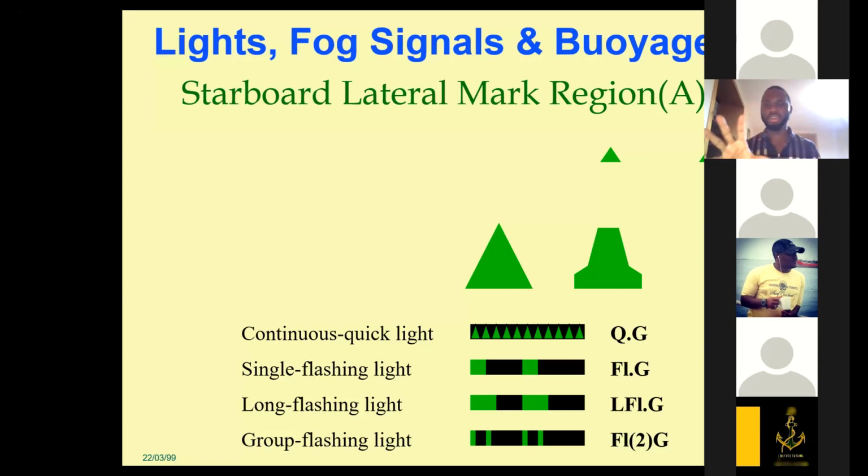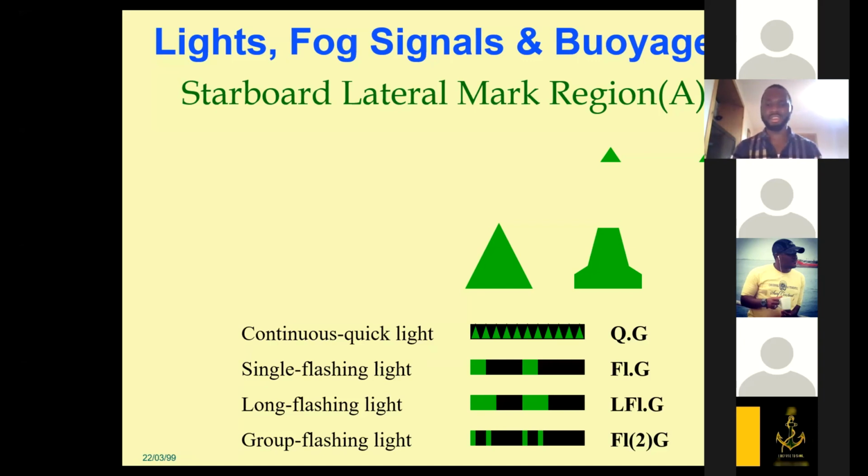So when they show you a starboard lateral mark, region A, it flashes, and like I said, I'm concentrating on region A today because I really want us to grasp it. If we have time, we'll push on to region B as well. But starboard lateral mark, green light, any other rhythm apart from 2 plus 1. So meaning it can be a continuous quick light.